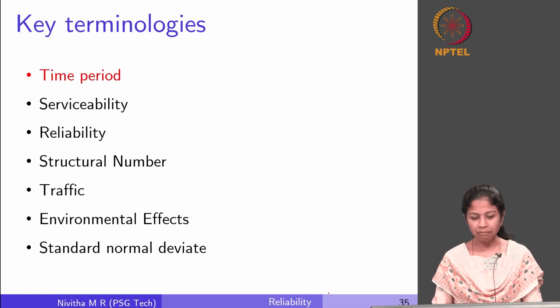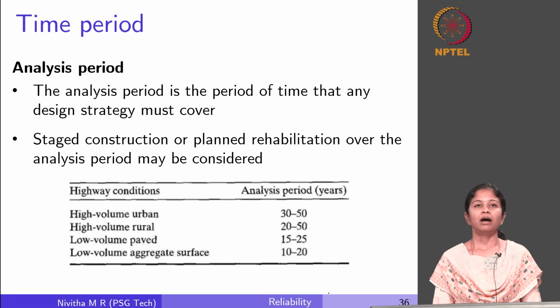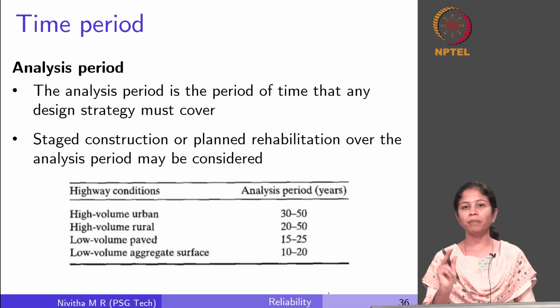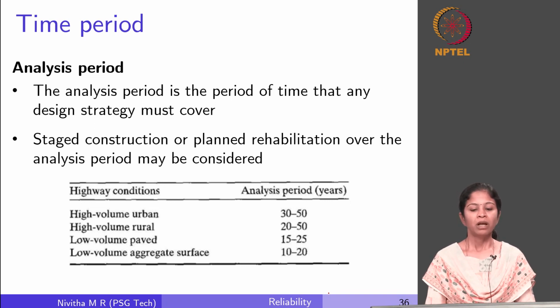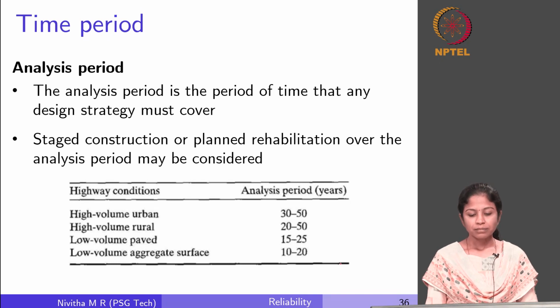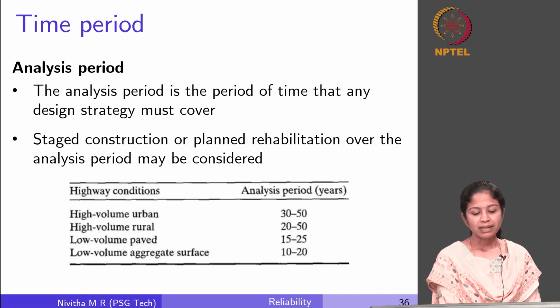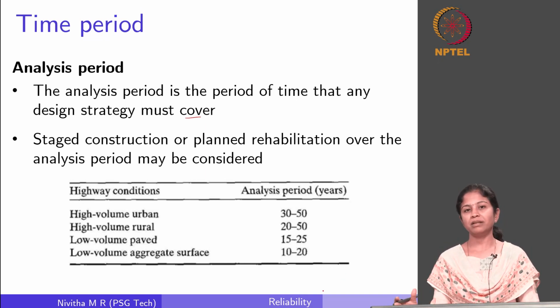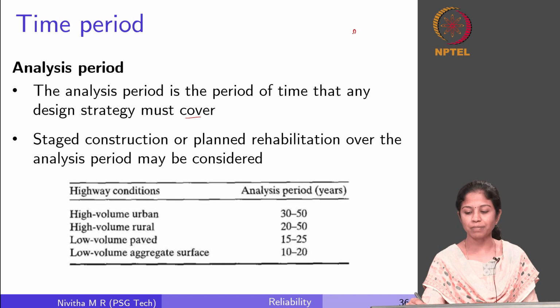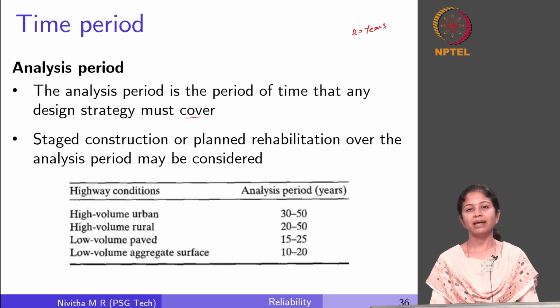So, what is the time period aspect here? AASHTO 1993 defines two parameters with respect to time period. One is called the analysis period and the other one is called the performance period. So, what is the analysis period? It is the period of time that any design strategy must cover. Let us say I am interested in keeping this pavement in a good condition, or I am interested in the performance of this pavement over some period. Let us say 20 years is my period of interest, okay. This is my analysis period.